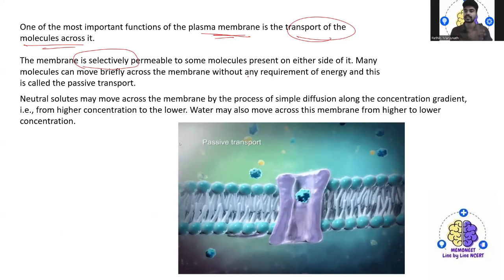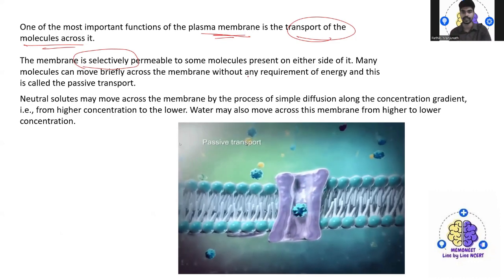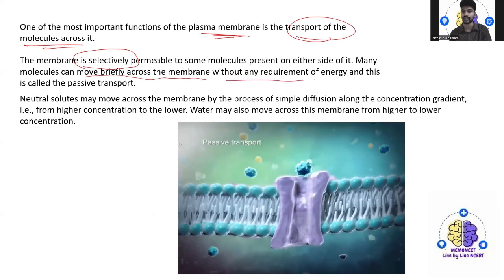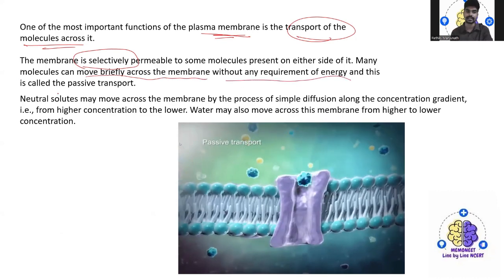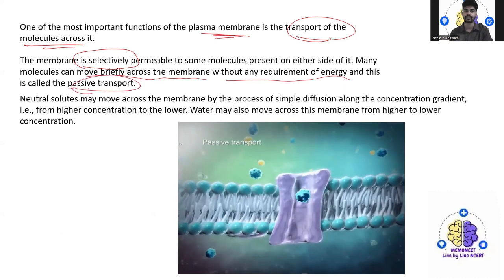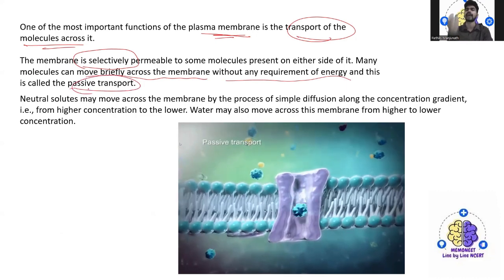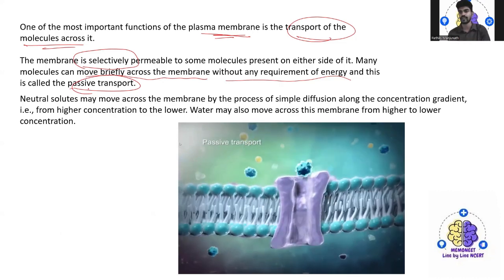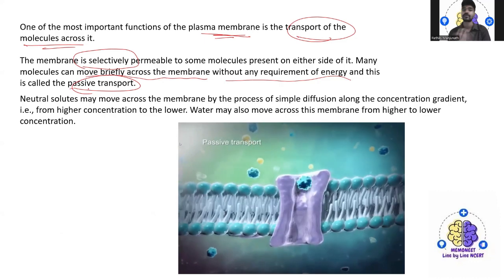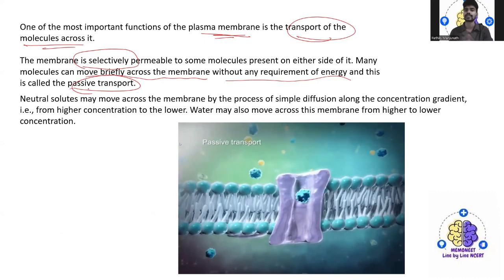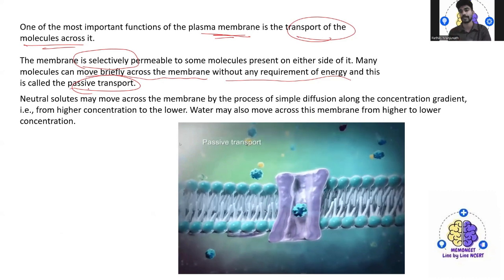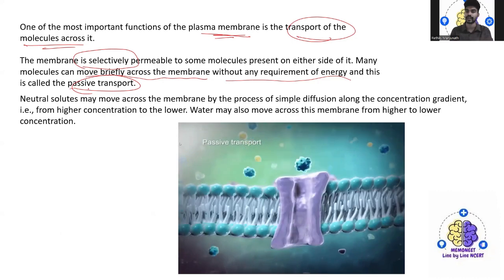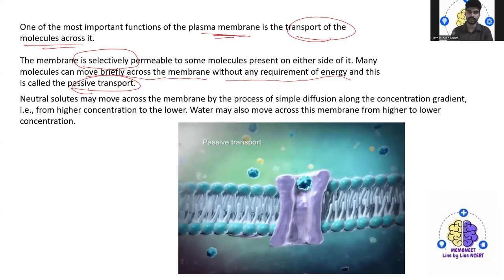Okay. So from one side to the other side, or one end to the other end. Many molecules can move briefly across the membrane without any requirement of energy, and this is called passive transport. Passive transport happens naturally without any input of energy. The molecules will pass from one side to the other side. Whereas in active transport, ATP is required to transport the proteins or molecules from one side to the other side of the membrane.